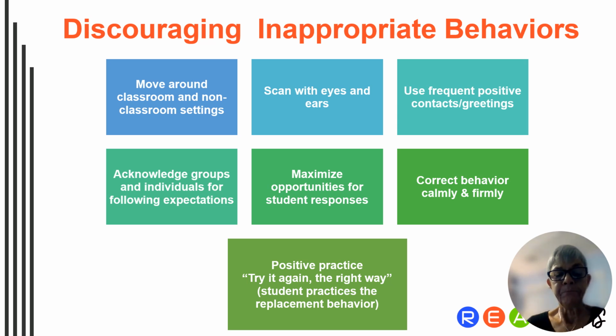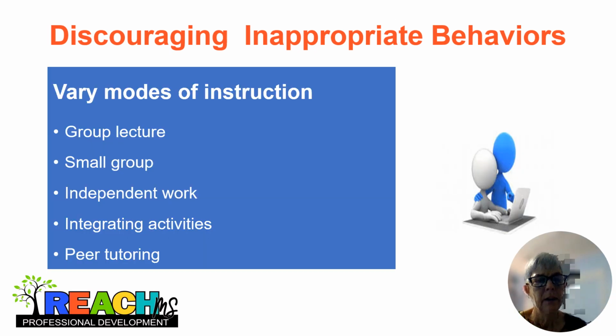And so if we're asking the kid to do something different, or giving them a replacement behavior, then we want to make sure that we're providing them an opportunity to practice and develop skills around that replacement behavior. So, positive practice. Other strategies for discouraging inappropriate behavior: switch up your modes of instruction, right?